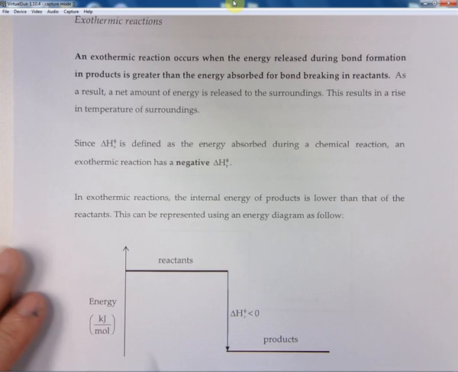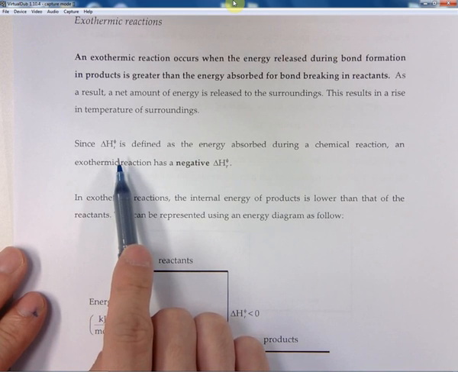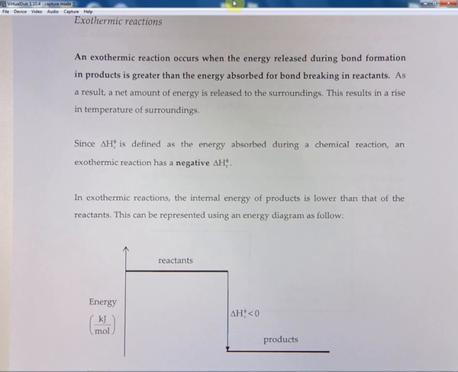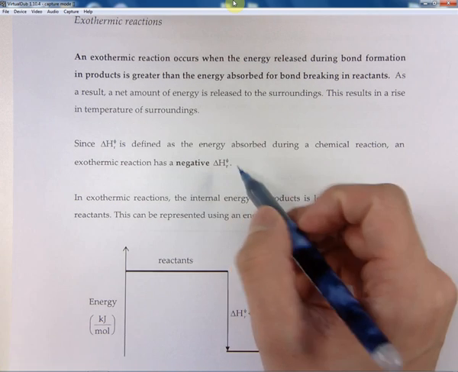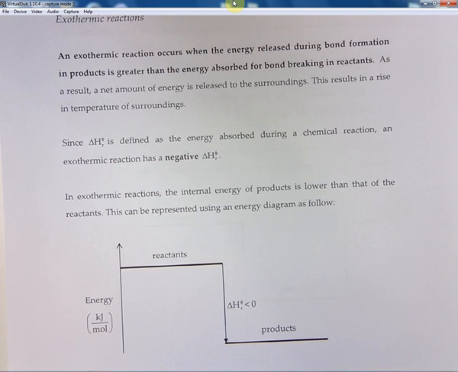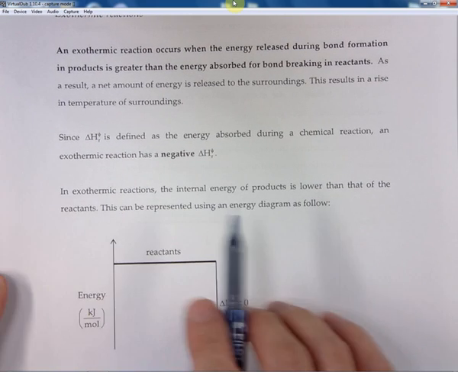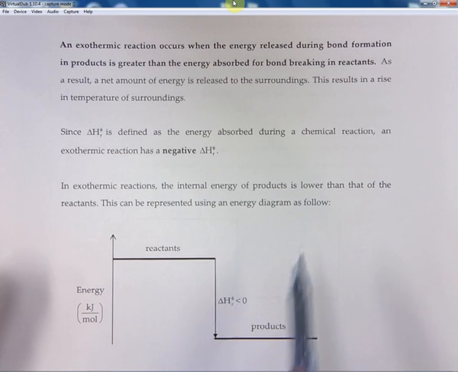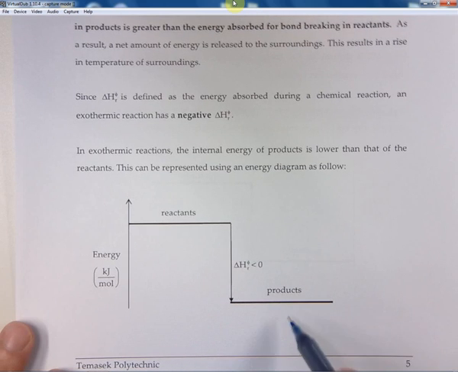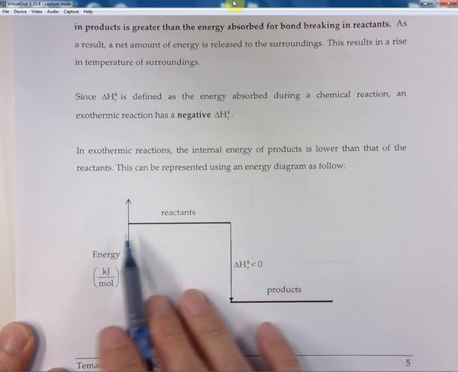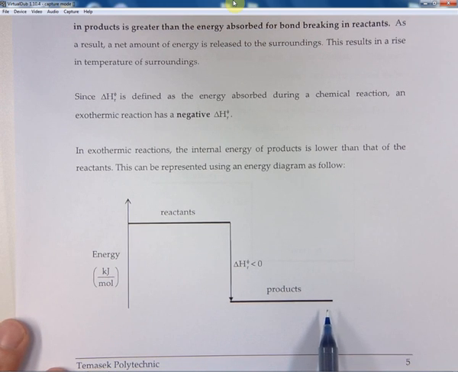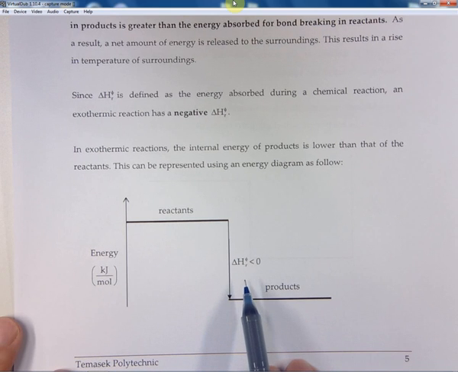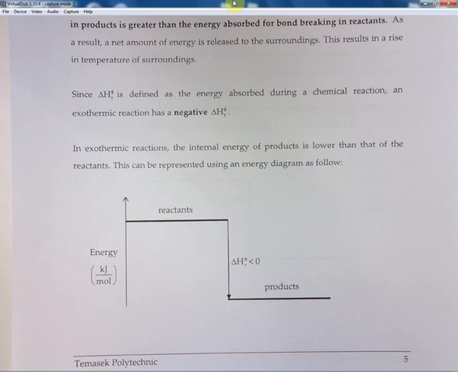Since heat of reaction is defined as the energy absorbed during the chemical reaction, we are talking about the net absorption. So an exothermic reaction will have a negative value, as we have seen in the previous example. Therefore, the internal energy of the product will be lower than that of the reactant. So there is a net drop in its internal energy. That explains why the heat of reaction is lower than 0.